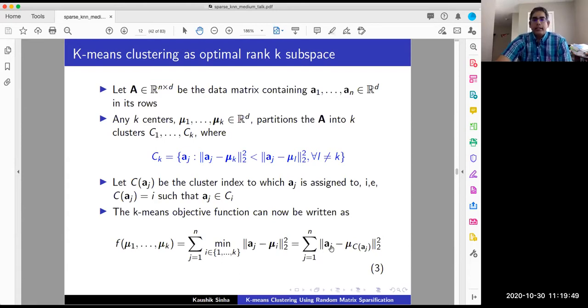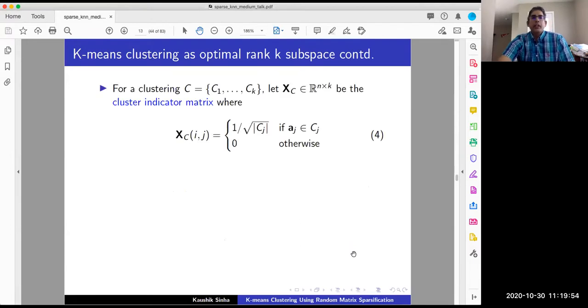this quantity, that is, the squared norm of A_j minus mu of C(A_j), summed over all the data points. Now we'll do a little bit more. For any clustering, let's say C_1 to C_K, where there are K clusters that you're looking for, we can define a matrix called X_C, which is an n times K matrix. n is the number of data points and K is the number of clusters. We define it as follows: the (i,j)th entry of X_C is 1 over the square root of |C_j|, the number of entries assigned to the jth cluster, if point i is in cluster j, and otherwise it will be 0.